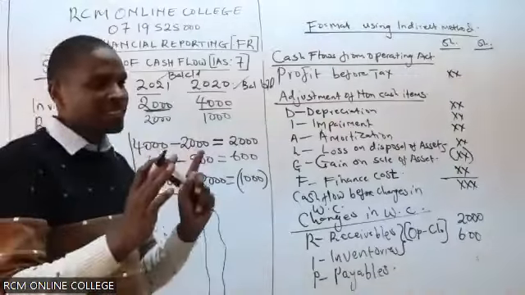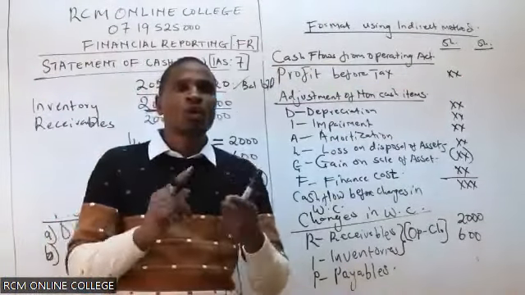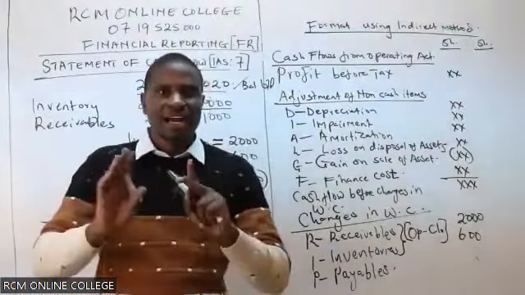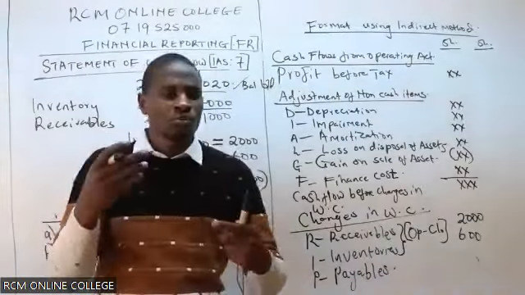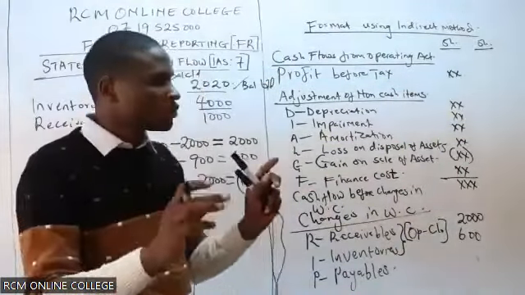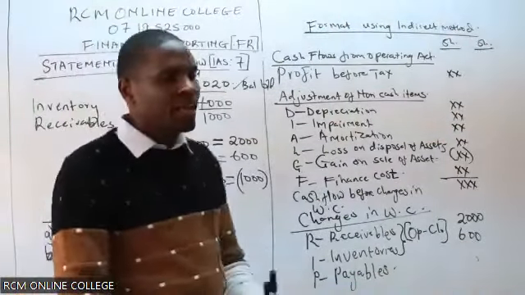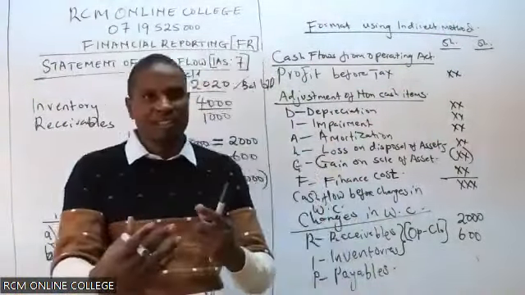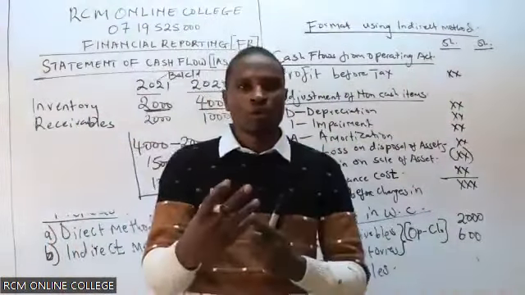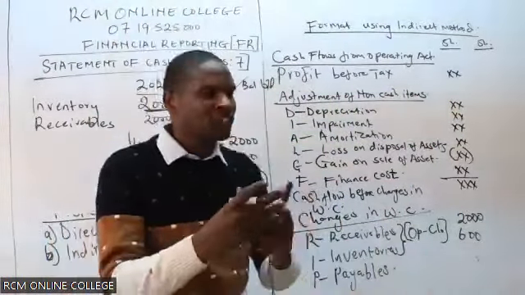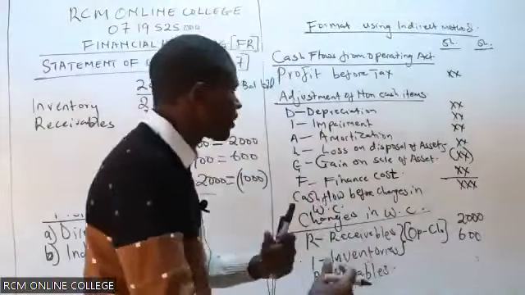For the assets, you are to take opening minus closing. As simple as that. So are we together up to that point before we go to payables? Tafadhali, I'd like to get a signal from all of us.